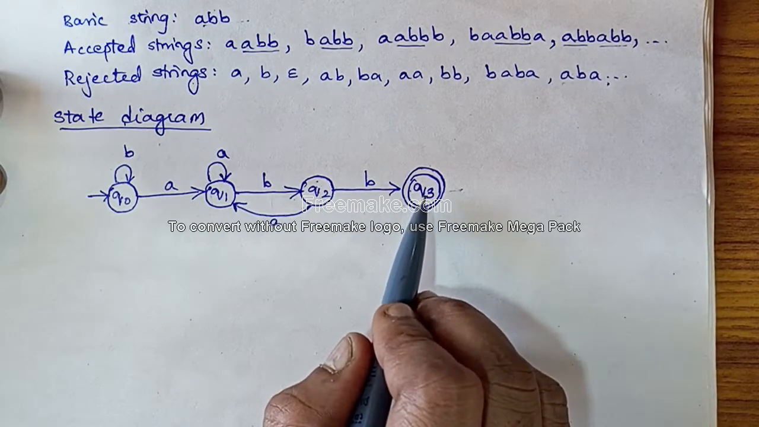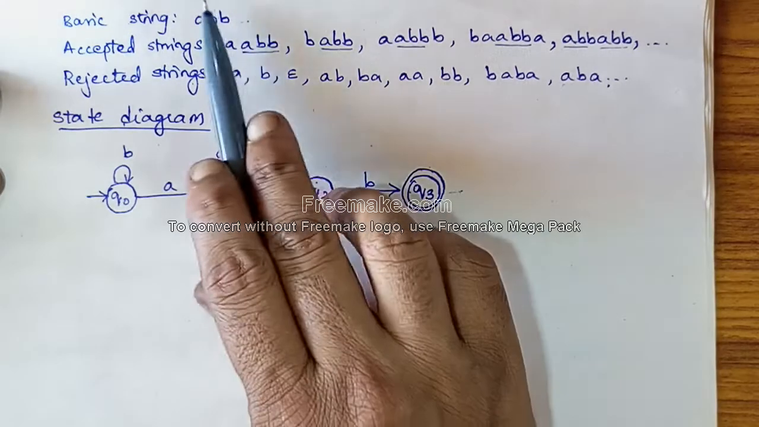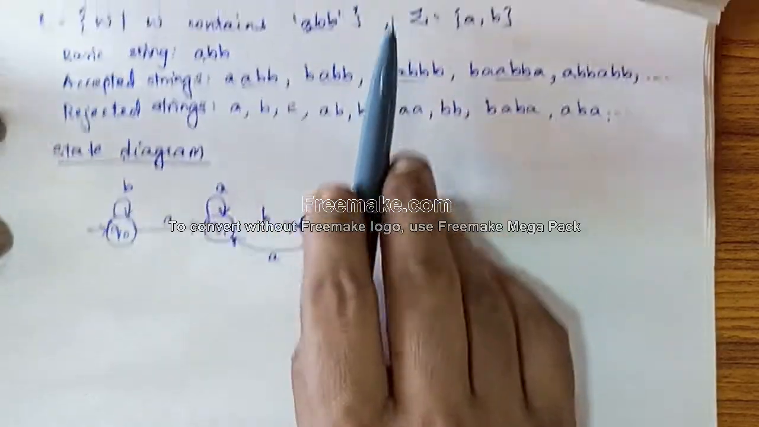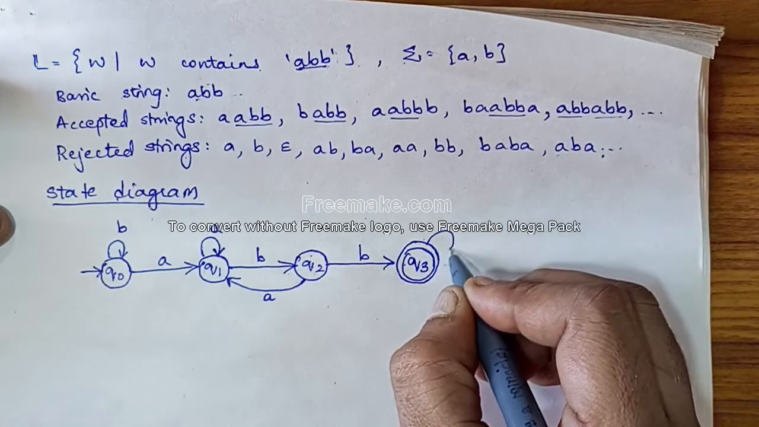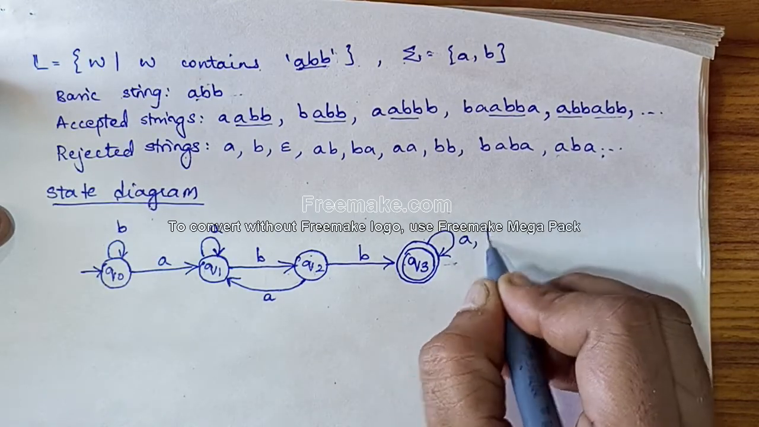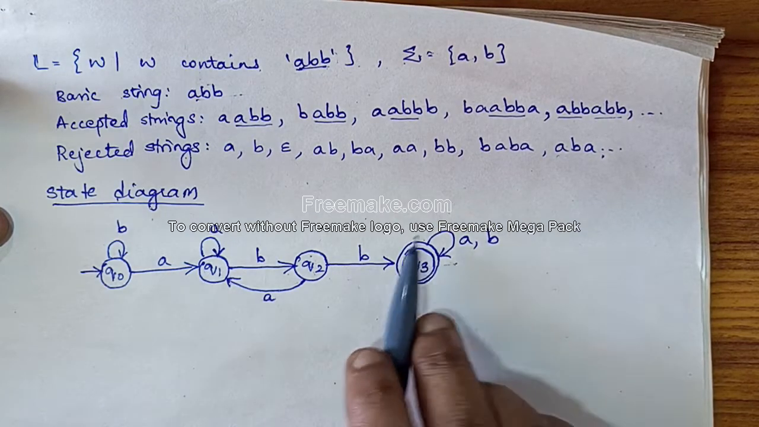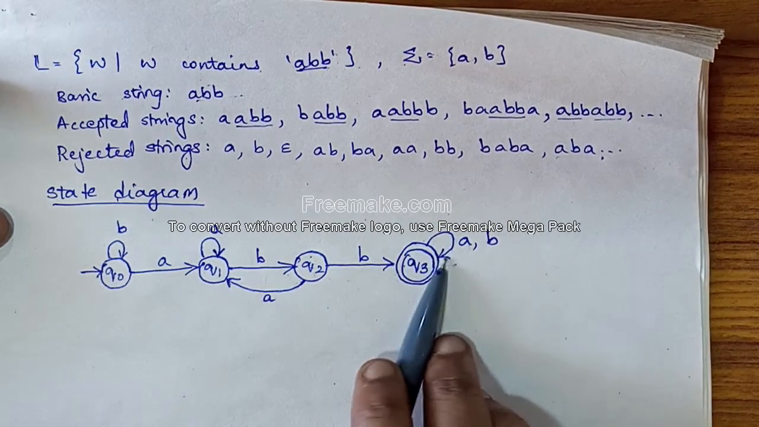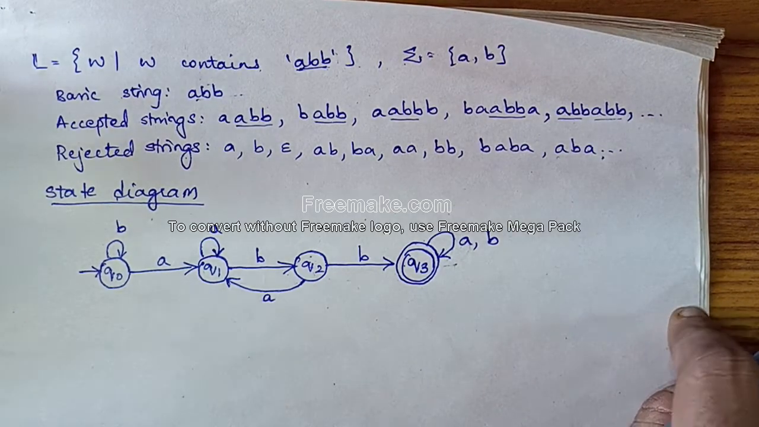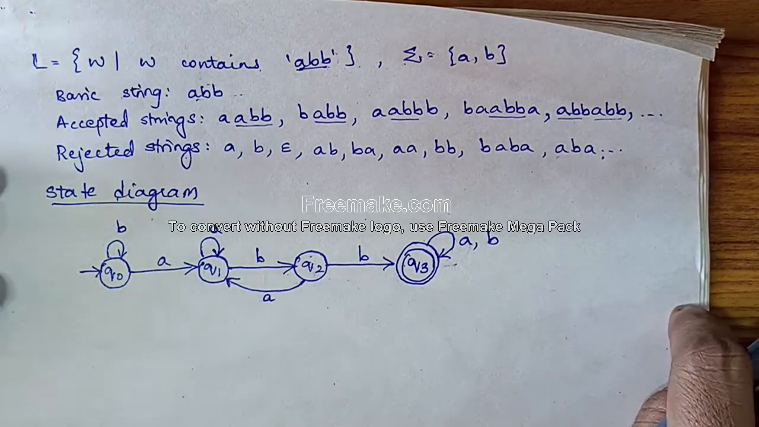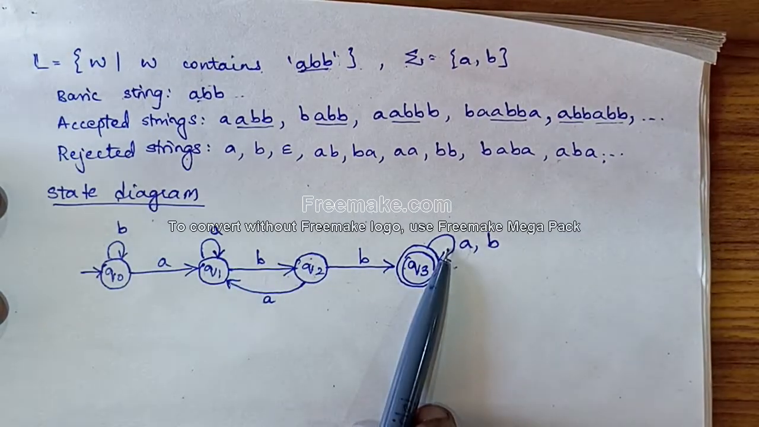Now in Q3, I have not handled either A or B. Since my condition is contains, it doesn't matter what I end with. So I can just write over here A comma B. Once I have read the substring ABB, it doesn't matter what I end with, so I can just give a self loop over here for either A or B. Okay, this is my state diagram. It is complete now because every state has a transition on every single input symbol.